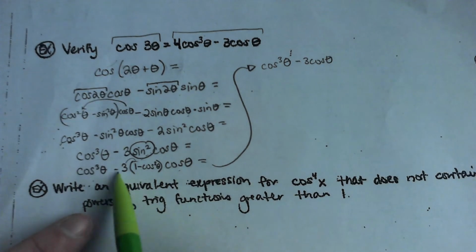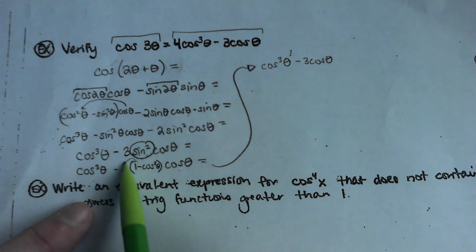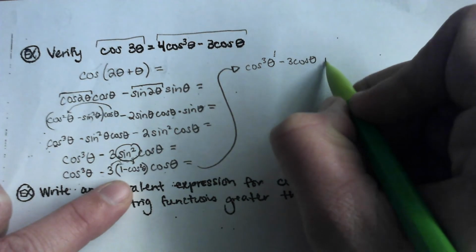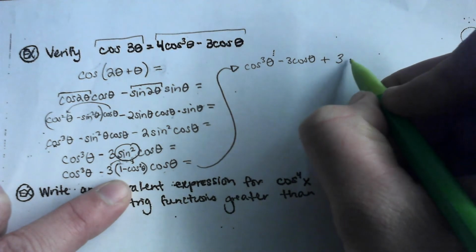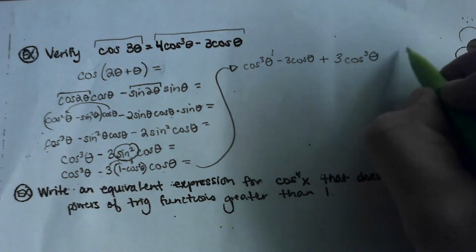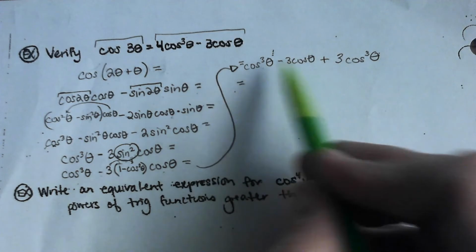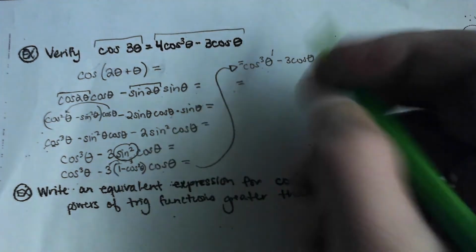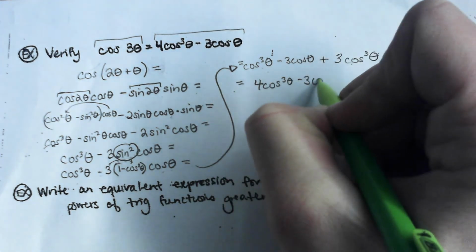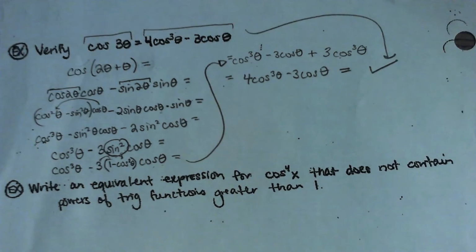And I'm distributing negative 3 cosine theta to negative cosine squared. So the double negative is going to make that a positive 3 cosine cubed. And then combine like terms. We have 1 cosine cubed plus 3 cosine cubed is 4 cosine cubed minus 3 cosine theta, and I'm done.